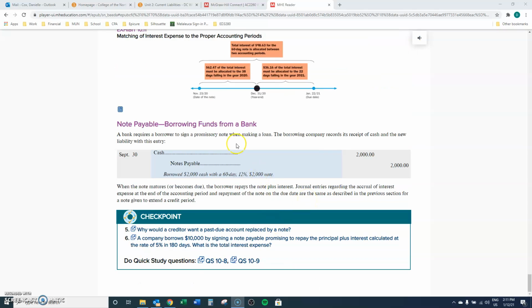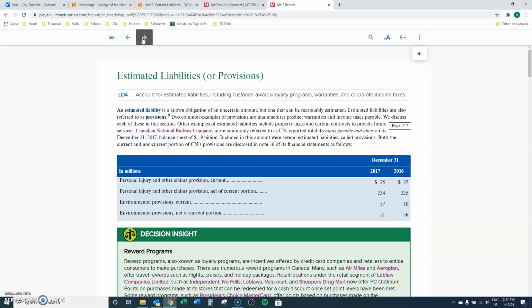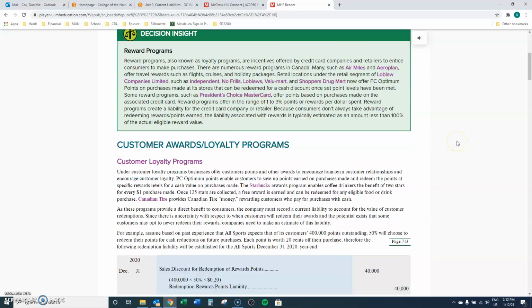Let me see. Yep. So now we're going to move on to estimated liabilities, or as they're sometimes called, provisions. So these are liabilities, a known obligation, but the amount is uncertain, but it can be reasonably estimated. So they don't know the exact amount, but they can give a very good estimate. And they're sometimes referred to as provisions. Two of the best examples, the most common ones, are product warranties and income taxes payable. So now we're going to scroll down.